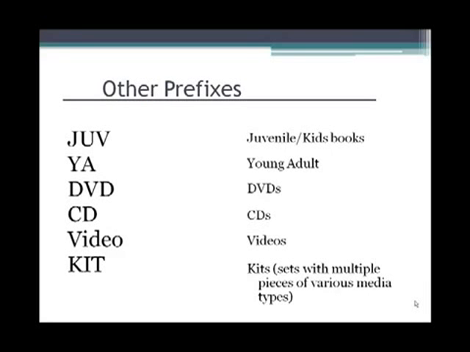Here are some other prefixes that we have. JUV stands for juvenile or kids books. YA is for young adults. DVD is for DVDs. CD is for CDs. Video for videos. And KIT is for kits. So, of course, some of these are pretty self-explanatory. But basically, all of the DVDs are shelved together, which you can see by the DVD marker. And then they're shelved according to the call numbers after the DVD prefix.